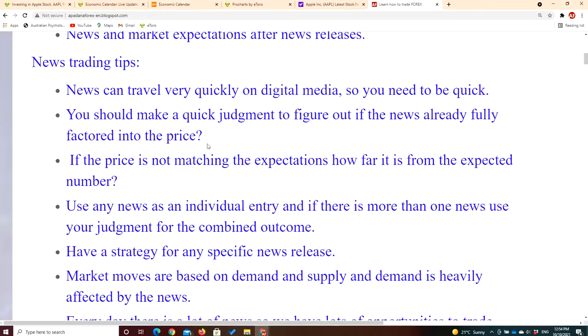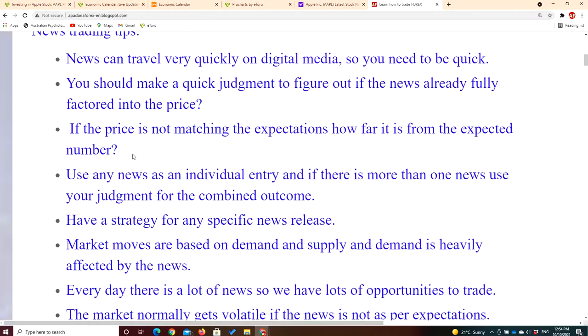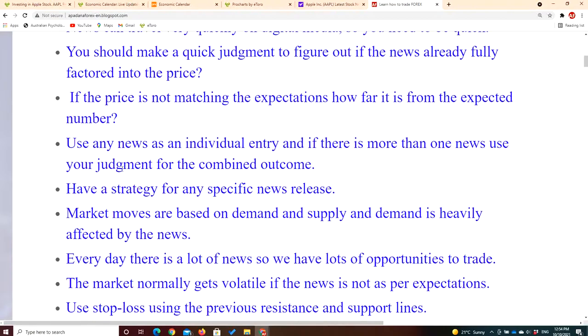Back to the weblock, another point. If the price is not matching the expectation, we should see how far it is from the expected number. That's why I said, the more distance between the expectation and the actual price, the more effect it has on the market. So use any news as an individual entry, and if there is more than one news, use your judgment for the combined outcome. That's very important.